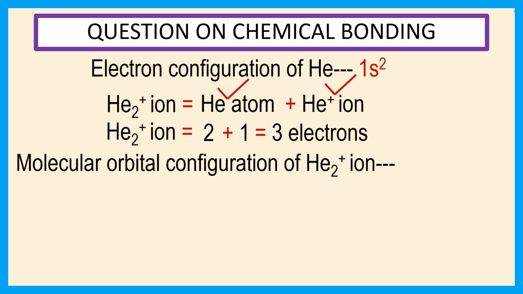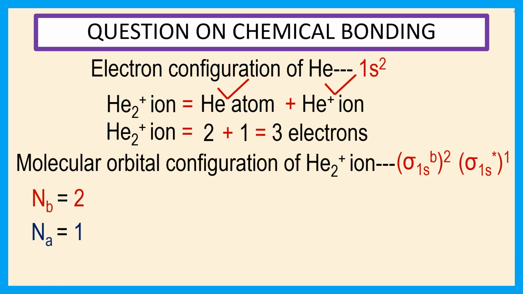The molecular orbital configuration of the He2 plus ion is sigma 1s bonding 2, sigma 1s antibonding 1. Therefore, the total number of electrons in the bonding molecular orbitals, Nb, is equal to 2, and the total number of electrons in the antibonding molecular orbitals, Na, is equal to 1.